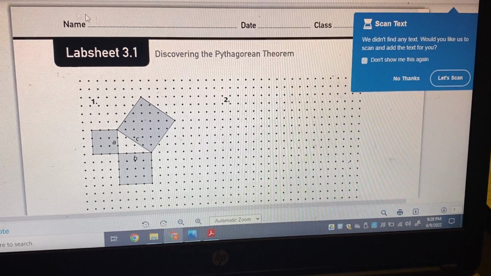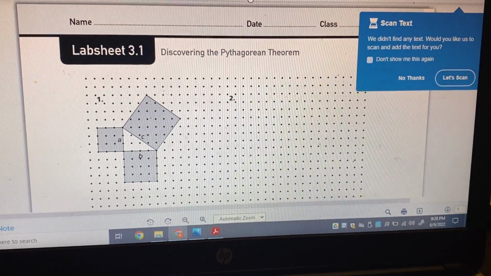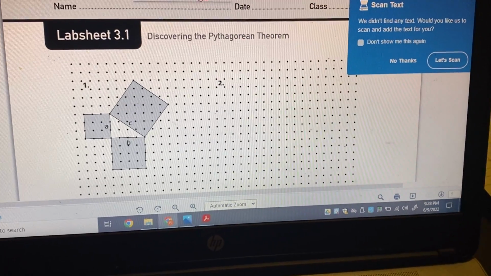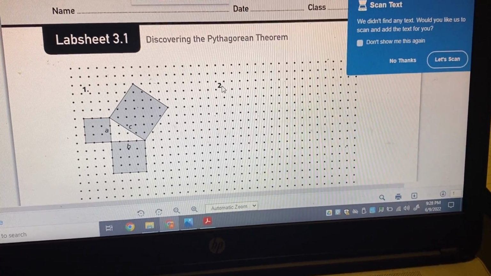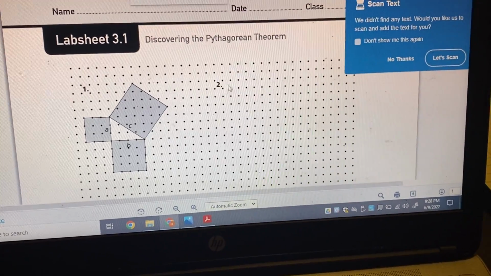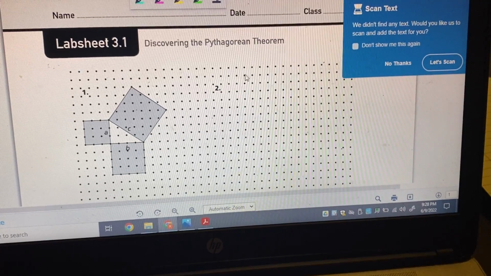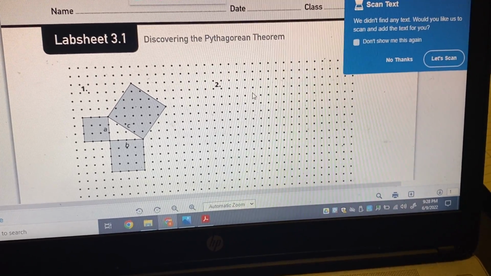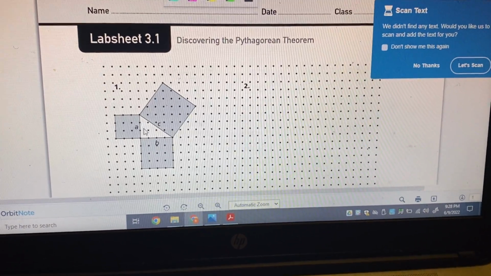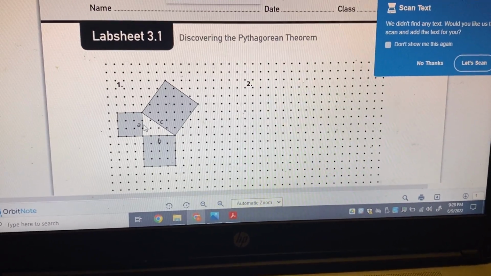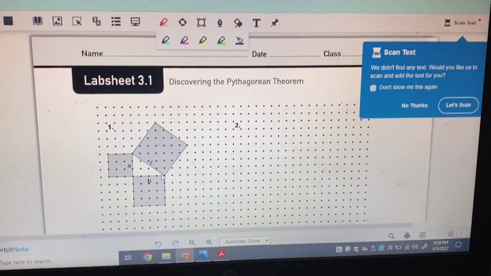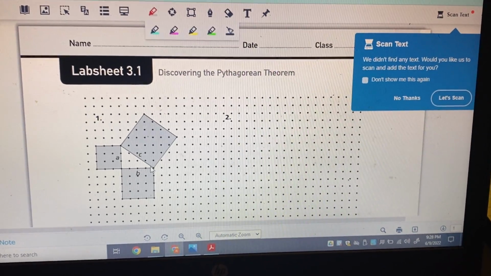Again, you are going to use the dots. You can use whatever color you want, and you will be able to draw your squares. What you will do is take your line and go across, and you will draw your squares out. But make sure that when you draw your squares out, you are going to have either a right triangle, an obtuse triangle, or an acute triangle.